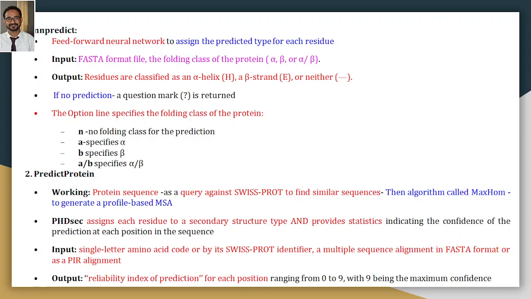So what is the output? A reliability index of the prediction, that is, how reliable it is. For example, it will range from 0 to 9. If the value is 1, it is the least reliable. If the value is 9, then it is the maximum confidence.